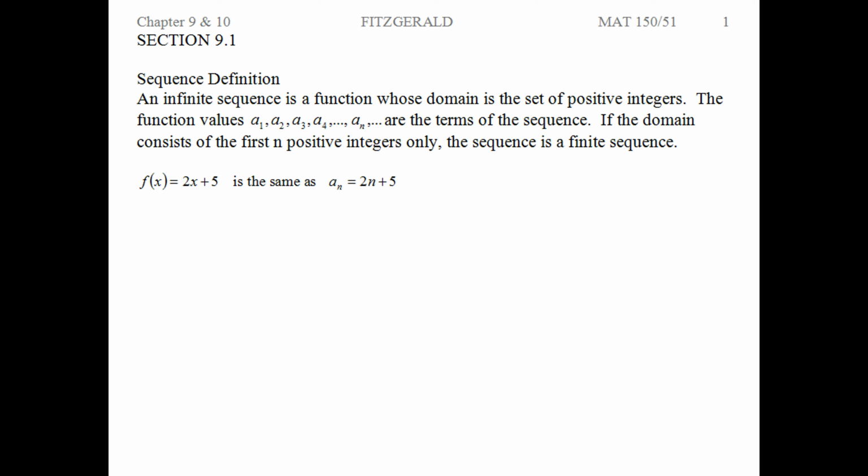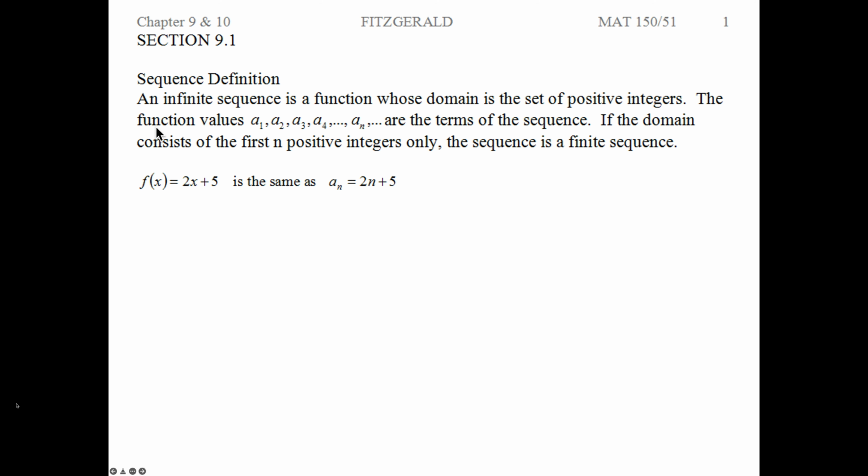A sequence is a function. Now here's the key, whose domain is a set of positive integers. No negative numbers, no decimal numbers, no fractions, just integers. Okay, it can start at 0 or it can start at 1. If they don't tell you where we start for your input, it's a 1.